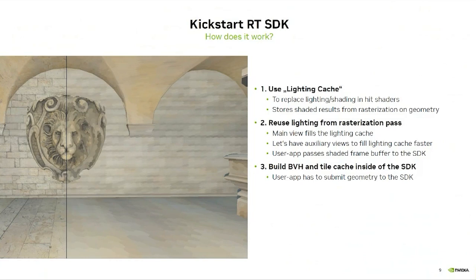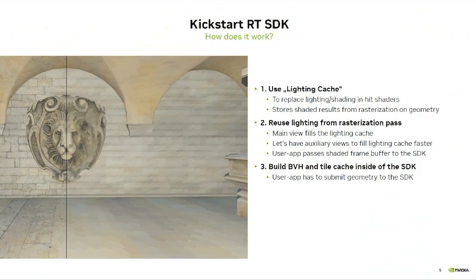The drawback is, of course, you need to fill this somehow. You need to generate that. We don't pre-bake it. It's not offline. It's completely created online by reusing the lighting from the main rasterization pass. So basically, we fill this LightingCache by the main view. So you only get LightingCache filled for stuff that you looked at in the past, which is, of course, not excellent. That's mostly equivalent to screen space effects with some temporal accumulation.